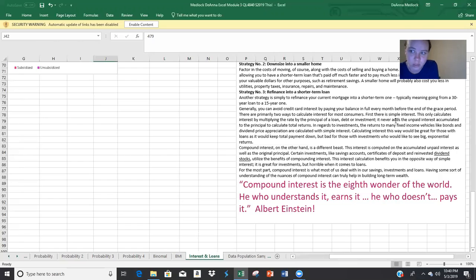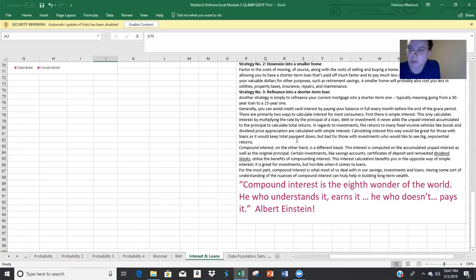First, we have simple interest. That only calculates interest by multiplying the rate by the principal of a loan, debt, or investment. It never adds the unpaid interest accumulated to the principal to calculate its total returns in regards to investments. The returns to many fixed income vehicles like bonds and dividend price appreciation are calculated with simple interest.